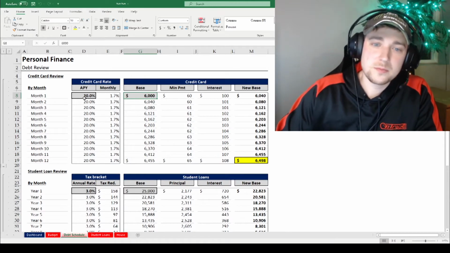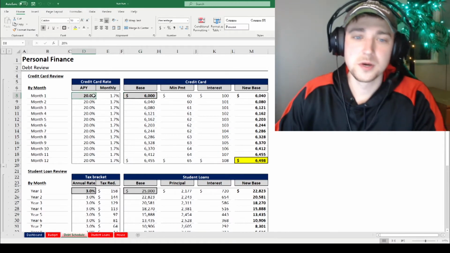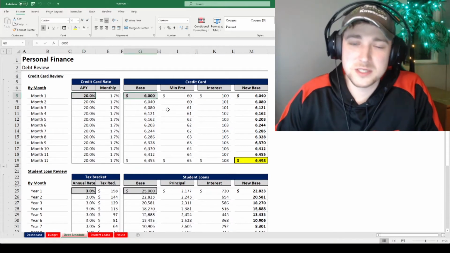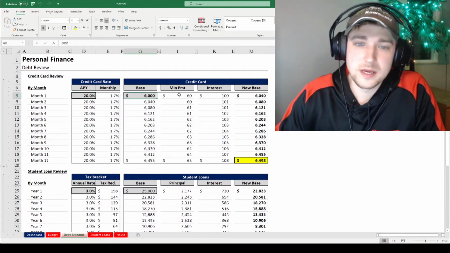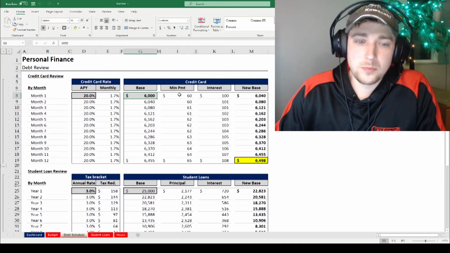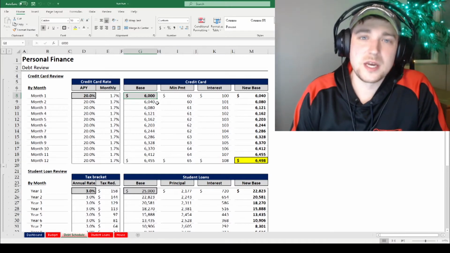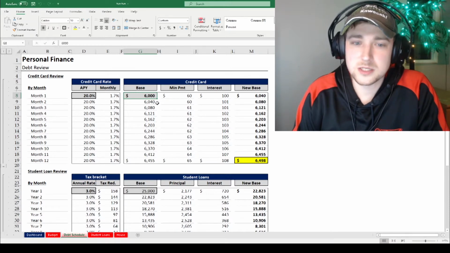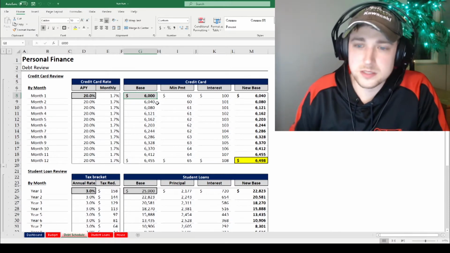So from a credit card perspective, I have this set up to talk through and put in your APY and your base, because everyone's situation is different. The point of this is to look at the next year, because credit card debt really is short-term debt. It's not really long-term debt. So how do you think about the next 12 months?